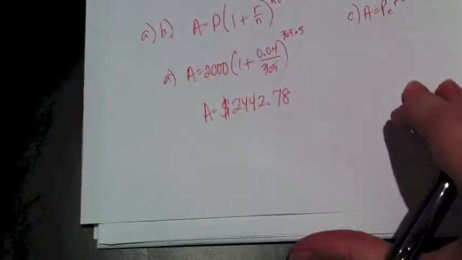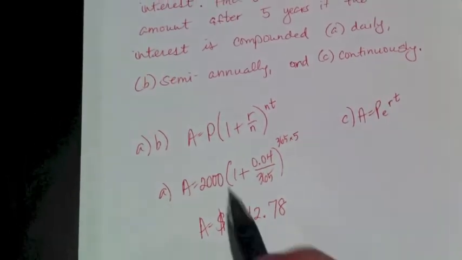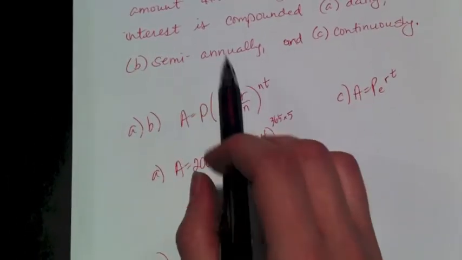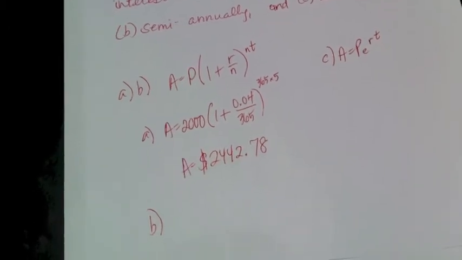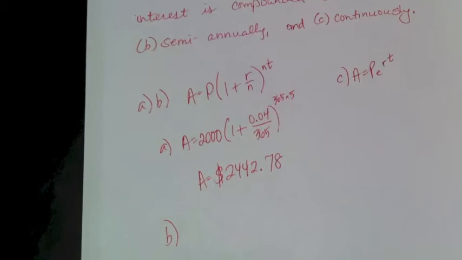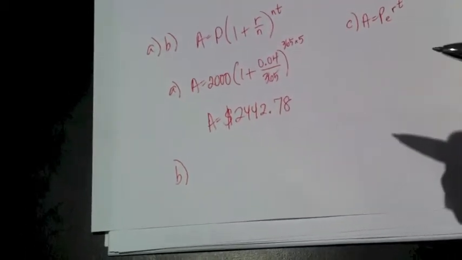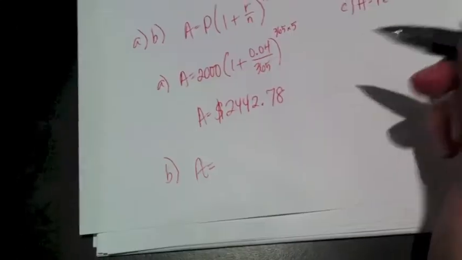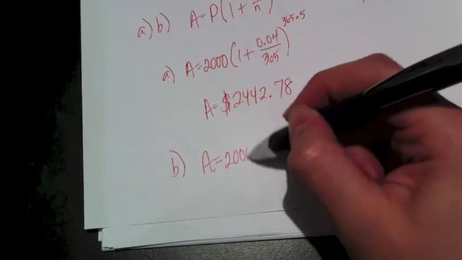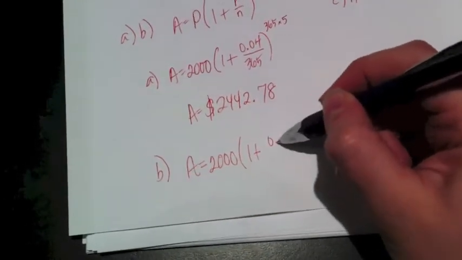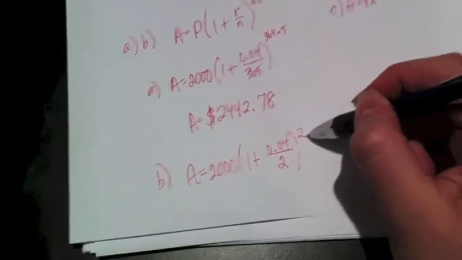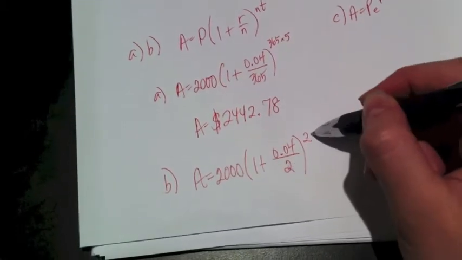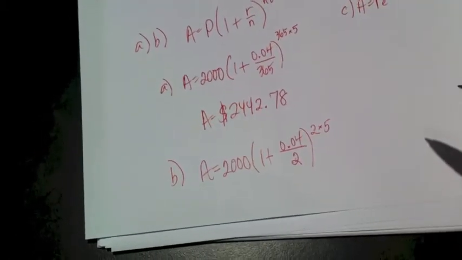All right, next, part B says semi-annually. So that means twice a year. Semi-annually means twice a year, I think. So same exact thing. We're still starting with 2000. I still have 4%, except now it only happens twice a year. Remember, that's the same n because n shows up twice, but it's still going to be 5 years.